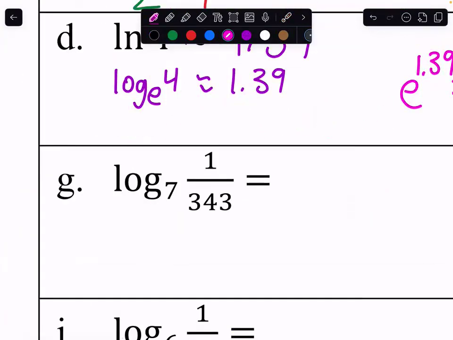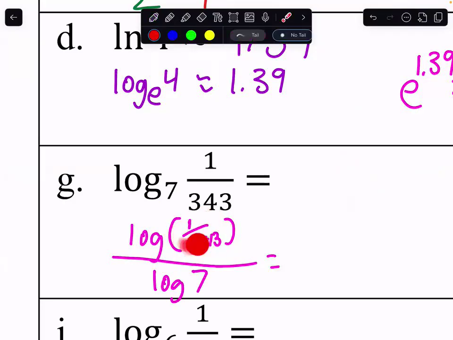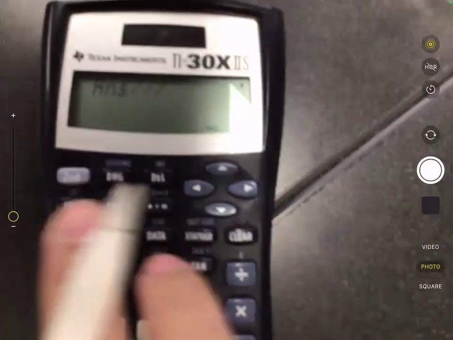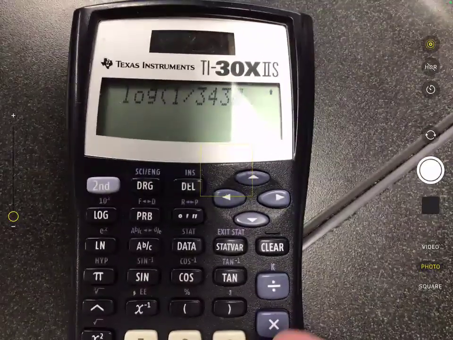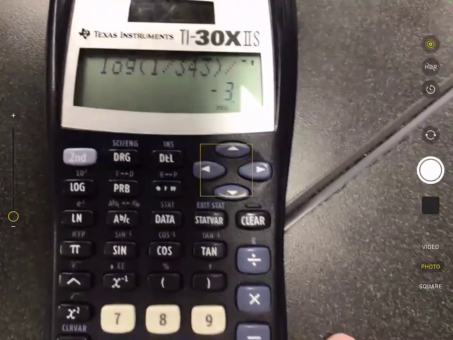Okay, so log base 7 of the fraction 1 over 343. So even though this is a fraction, it's still a number, so we can apply the change of base formula again. So log of the entire argument gets divided by log of the base still. So we can type this in, log of 1 over 343 is the top part, divided by log of 7, equals -3.